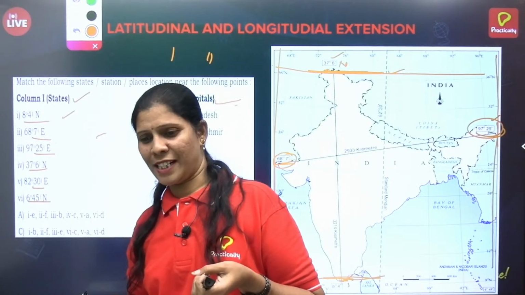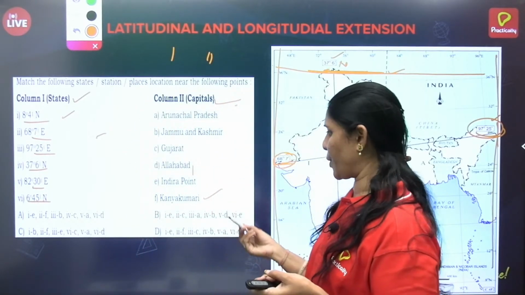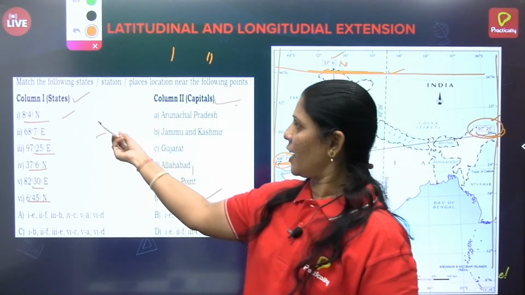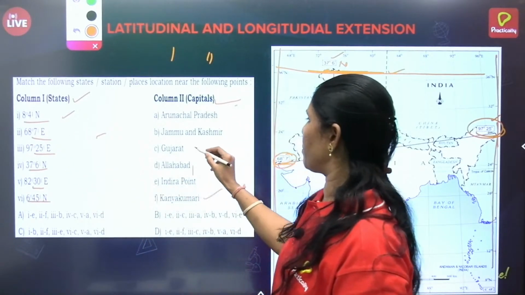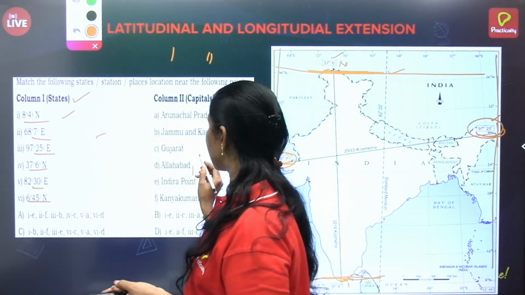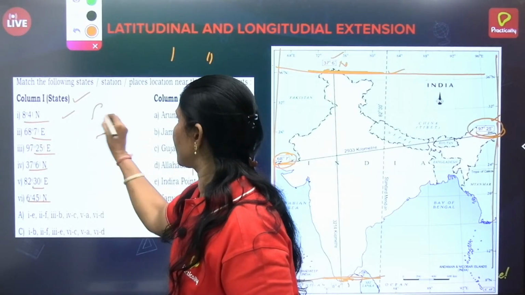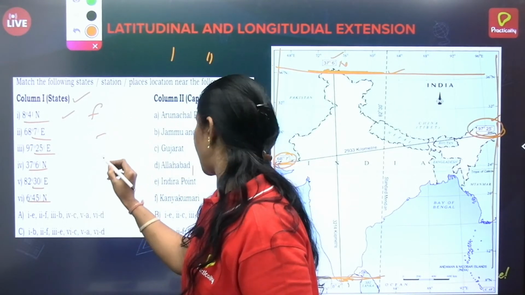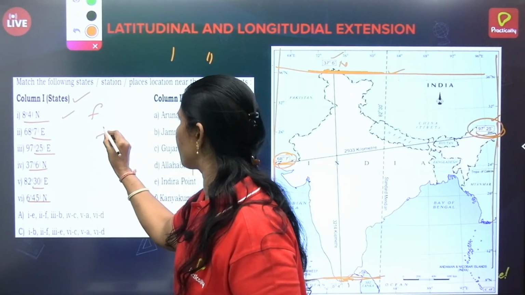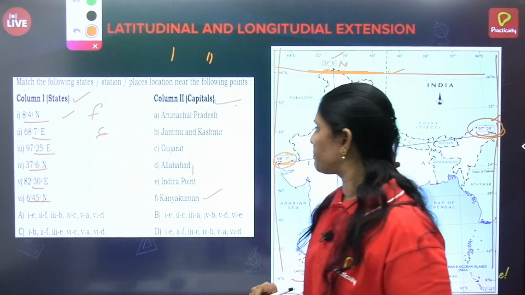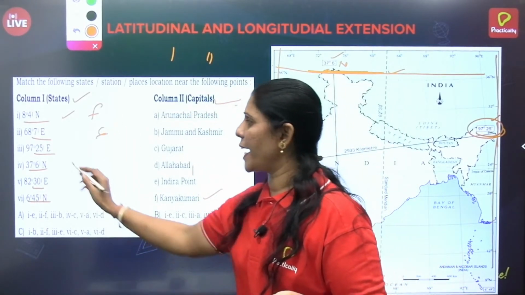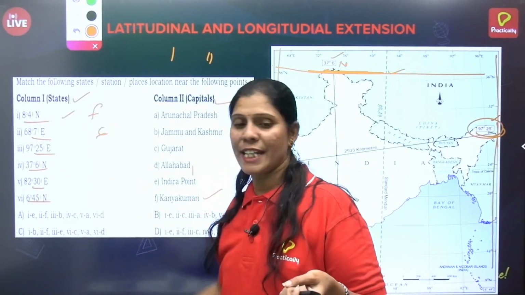Kartika, your answer Kanyakumari, that is previous, I think so, yes. Okay, for this it's matched with C. The first one is F and the second one is C. It's matched with Gujarat. Next, 97 degrees 25 east longitude.